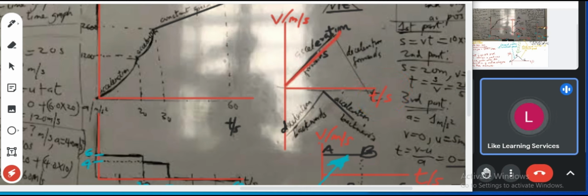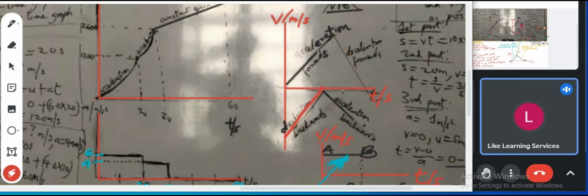So all of this is the time axis. All these are motion in the forward direction. What do you always call this in a velocity against time? So this is acceleration in the forward direction. What do you normally call this in a velocity against time? So this is a deceleration in the forward direction.